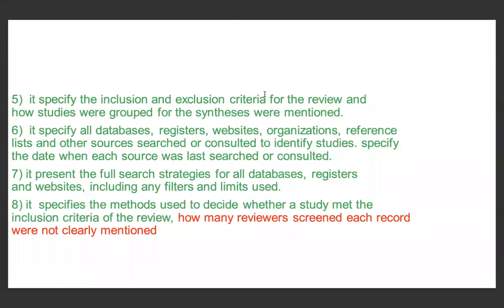It specified the inclusion and exclusion criteria for the review and how studies were grouped for the synthesis. It specified all databases, registers, websites, organizations, reference lists, and other sources searched or consulted to identify studies, and specified the date when each source was last searched or consulted. It presented the full search strategy for all databases, registers, and websites, including any filters and limits used. It specifies the method used to decide whether a study met the inclusion criteria of the review, but how many reviewers screened each record was not clearly mentioned.